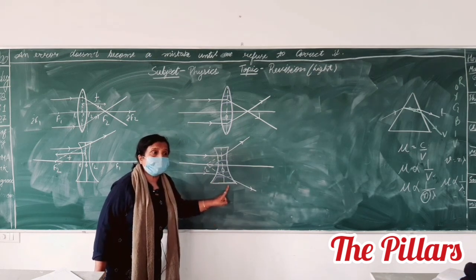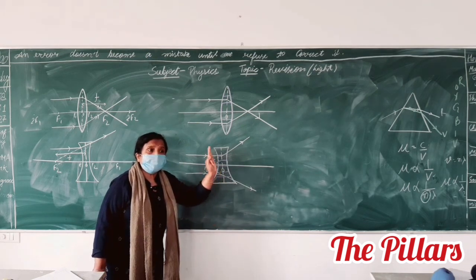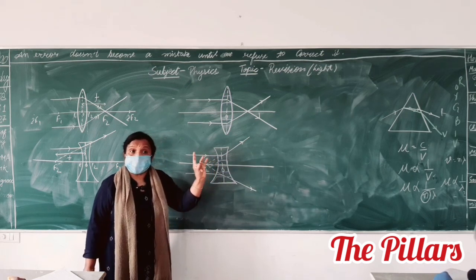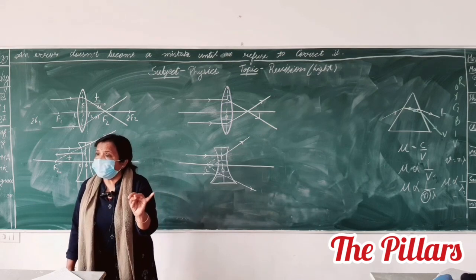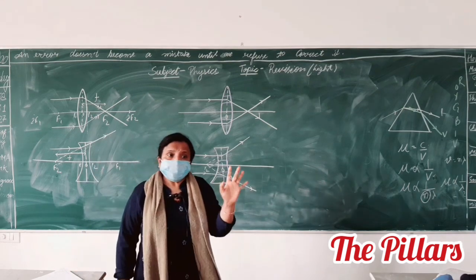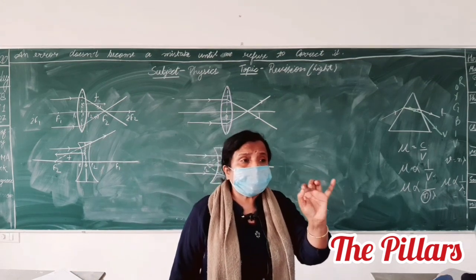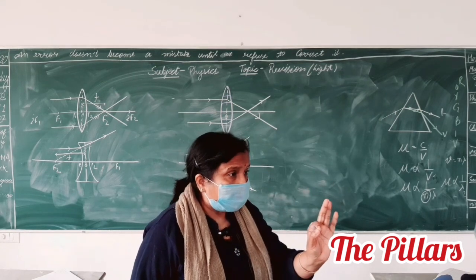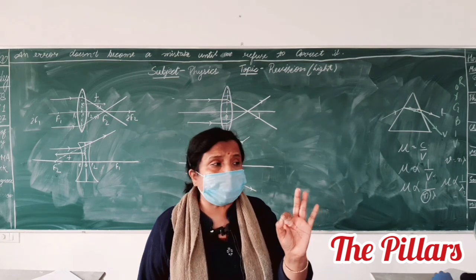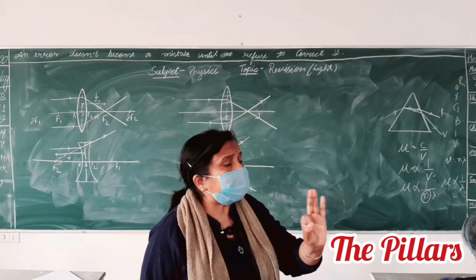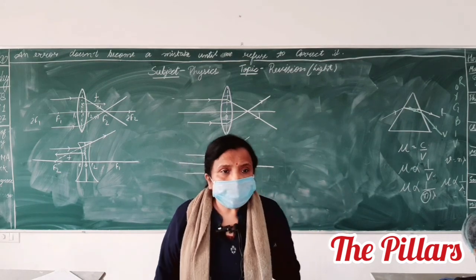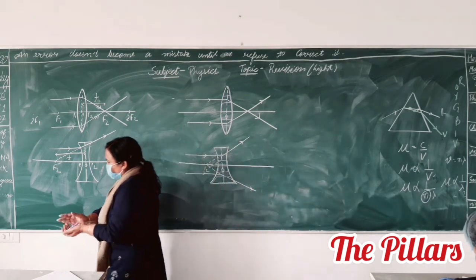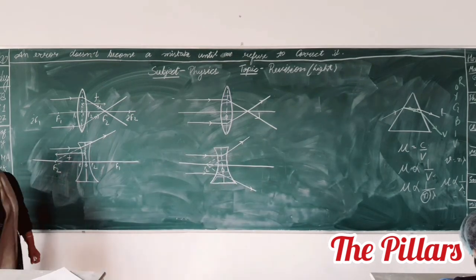So now these two questions you are ready with. What are the questions you are ready with? Converging action of convex lens, diverging action of concave lens. Did you write for concave lens? Yes. Have you drawn the figure? If there is a question like this, explain the converging action of a convex lens, don't simply write and leave the answer. Draw the ray diagram also. Okay?